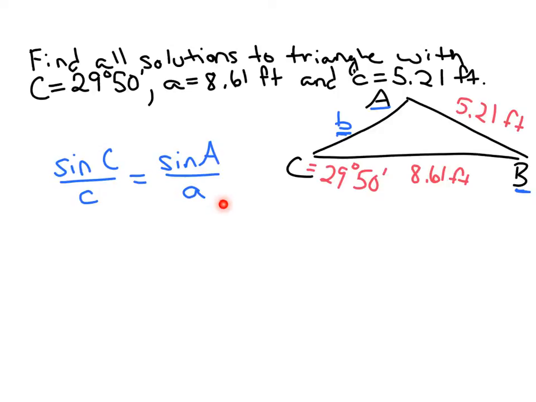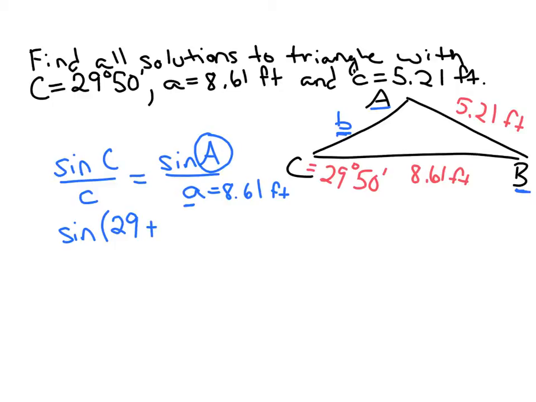The reason I set this one up this way is because I'm trying to solve for this. I know the length of A, that's 8.61. And it's easier to solve these equations if you put the unknown on top. So whatever you're going to solve for, put that in the numerator. If I fill in what we know, sine of C, C is 29 degrees and 50 minutes.